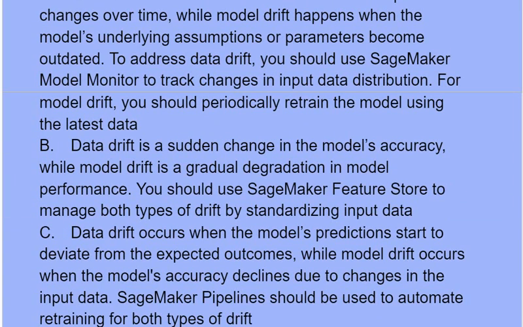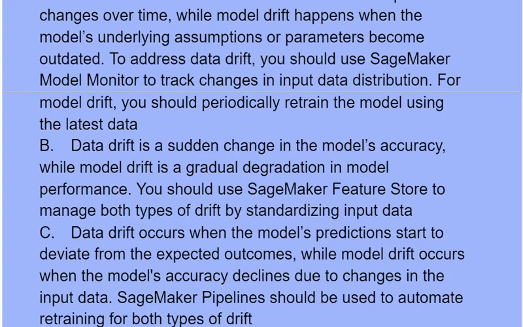Option B, data drift is a sudden change in the model's accuracy, while model drift is a gradual degradation in model performance. You should use SageMaker features to manage both types of drift by standardizing input data. Option C, data drift occurs when the model's predictions start to deviate from the expected outcomes, while model drift occurs when the model's accuracy declines due to changes in the input data.